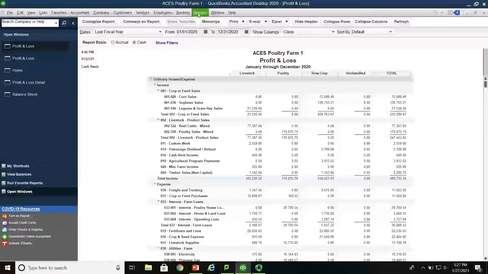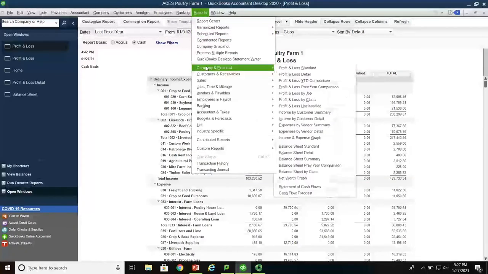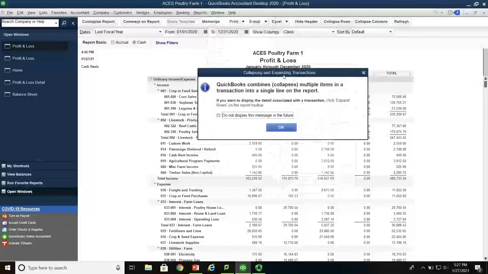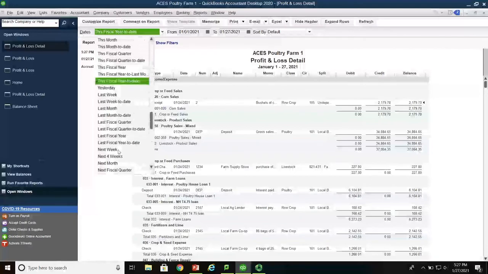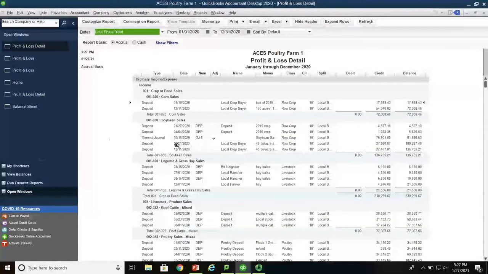The final review: farmers need to be comfortable that everything that's in last year's report is correct. Now, this is everything in the ACES Poultry Farm profit and loss report for crop year 2020. I'm going to scroll through this report slowly so you can get an idea of how much data is here, because there are, remember, over 500 entries in this file.